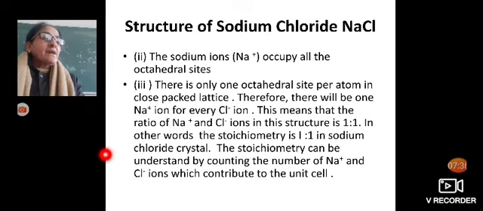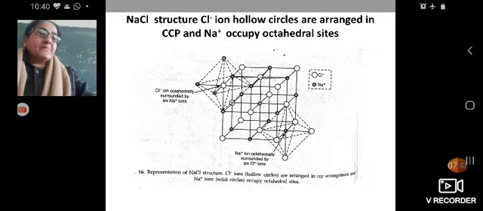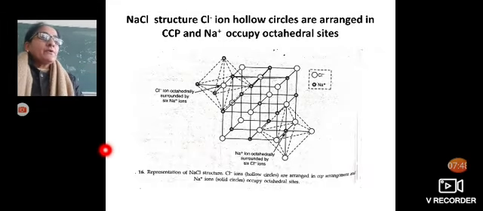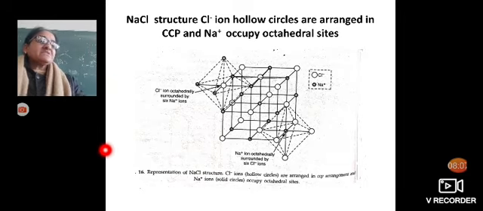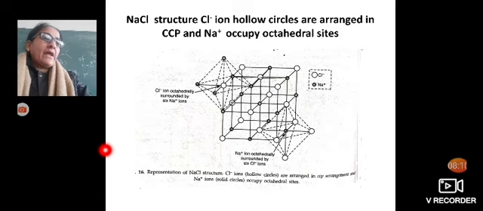We can understand the stoichiometry by counting the number of sodium ions and chloride ions which contribute to the unit cell. This is the structure of sodium chloride. Chloride ions are shown as hollow circles and sodium ions are shown by solid circles. Chloride ions are arranged in a cubic close packing arrangement, and sodium ions occupy all the octahedral sites. So this is the structure of sodium chloride.